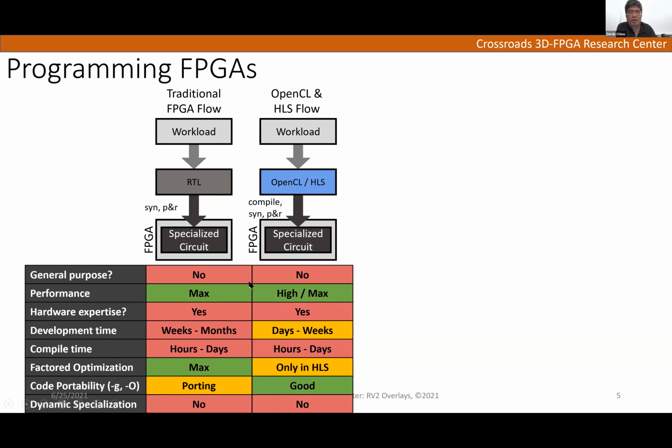Maybe not quite as good as RTL in some cases, but often quite good. And we can do more factored optimization, meaning that we can take pieces of this and match it up with other components. But only in the HLS system itself, right? Core portability tends to be better, and you can run this purely in software.